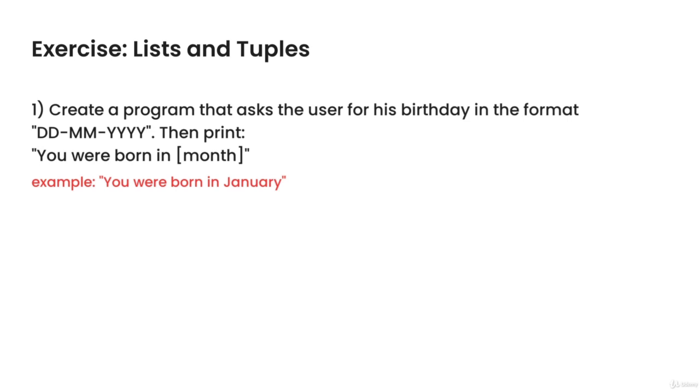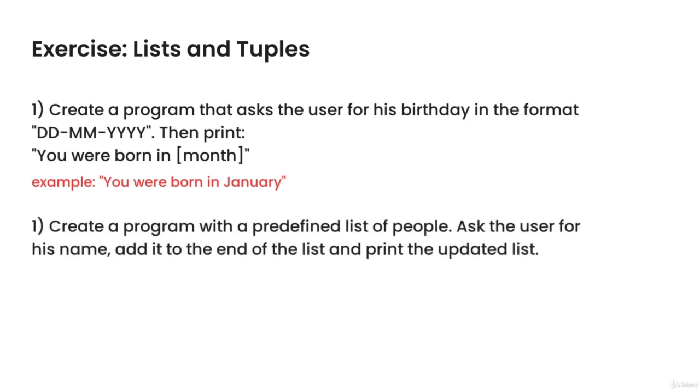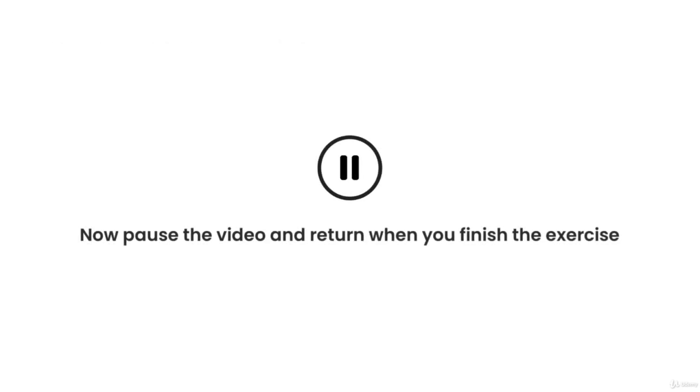Number 2, create a program with a predefined list of people. So you're gonna start your program, and you're going to create a variable and assign a list with some people, like we just did. Then ask the user for his name, add it to the end of the list, and print the new list. Pretty easy, right? Good luck, and when you're finished, come back to see the solution.